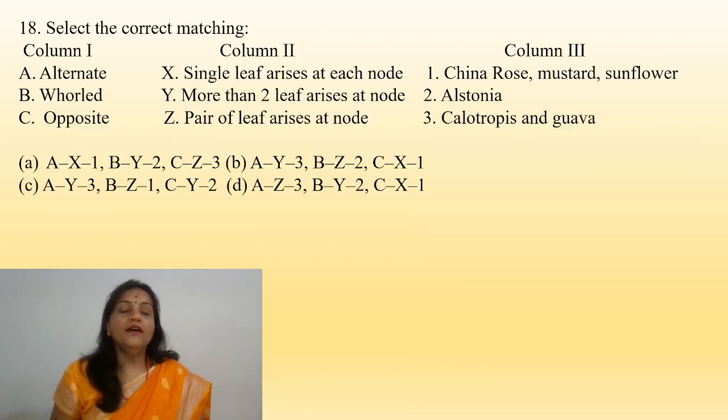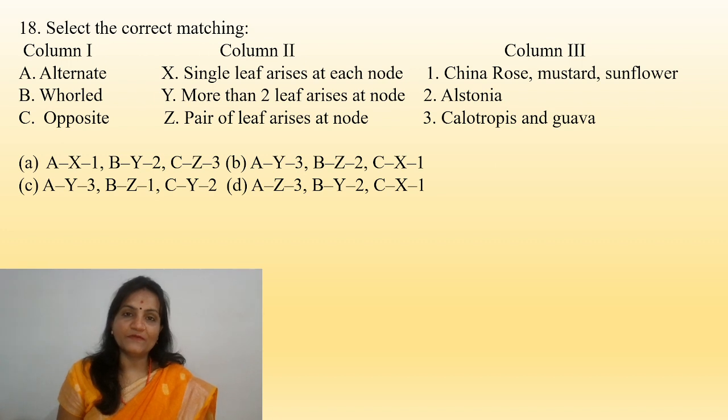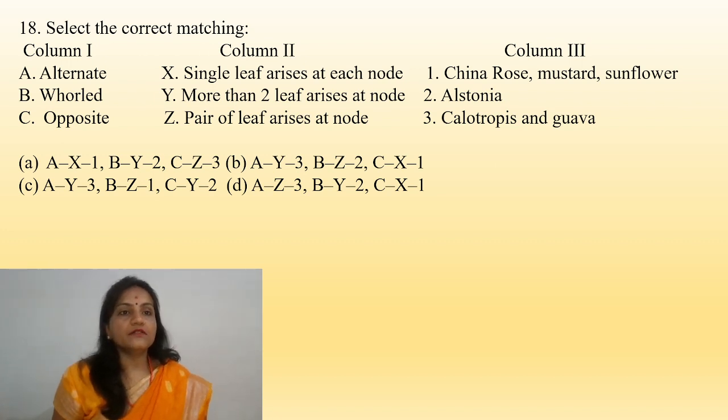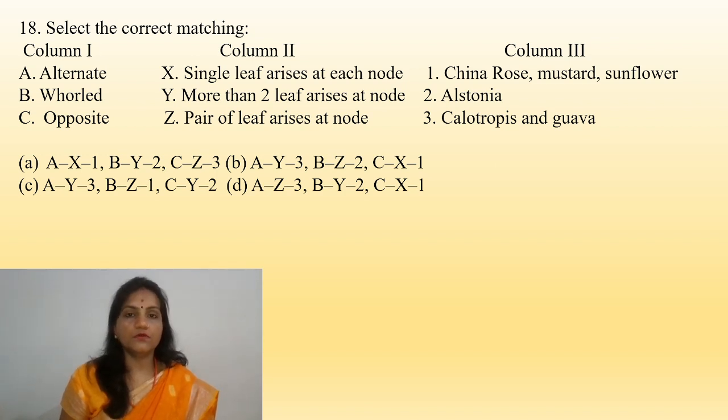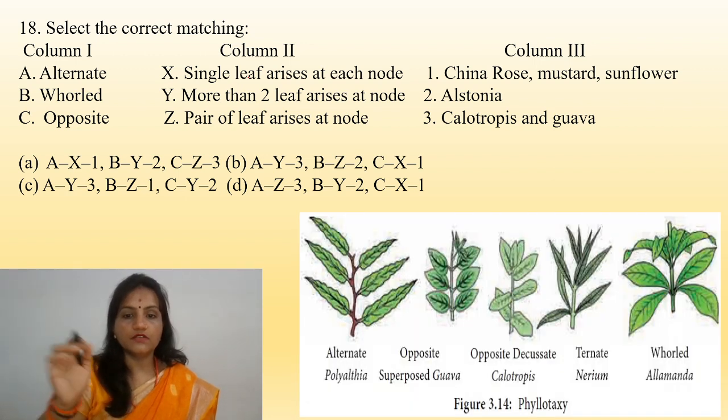Let's move to the next question. Again, this is a bit time consuming question. Select the correct matching of column 1, column 2 and column 3. Some options have been given here. So alternate, whorl and opposite. What are these? This refers to the phyllotaxy. So let's understand this one.